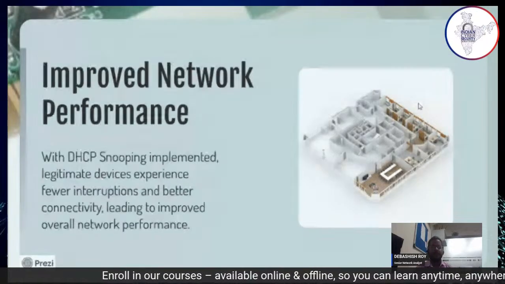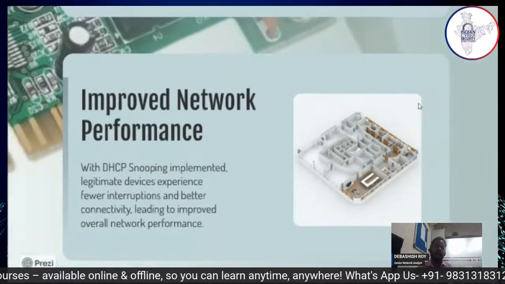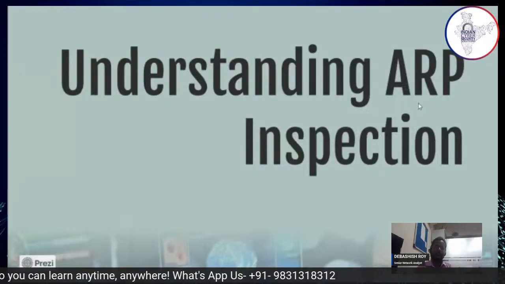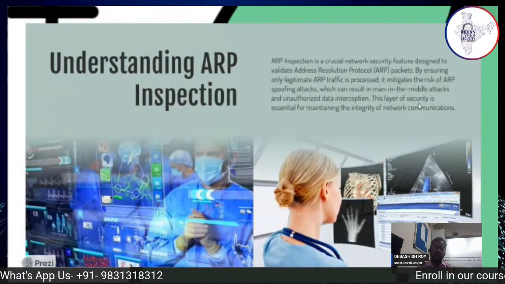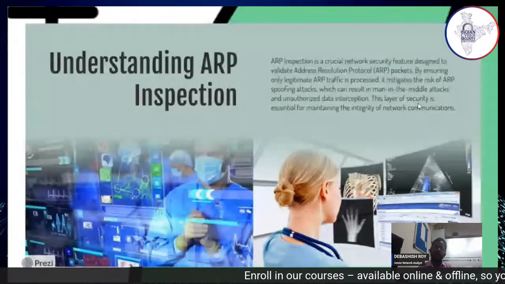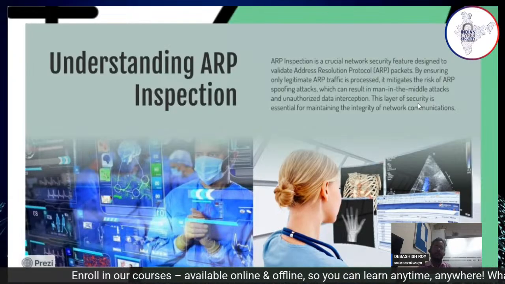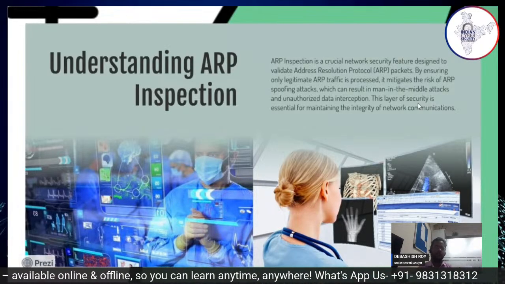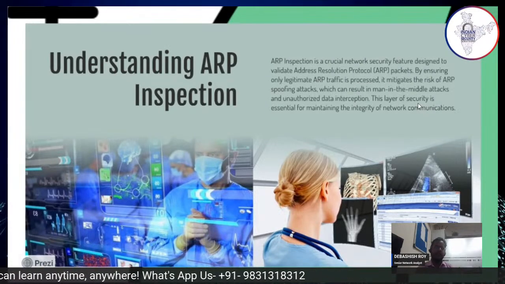Improved network performance: legitimate devices experience fewer interruptions and better connectivity. So that is DHCP snooping, and next is ARP inspection. It is a critical feature in network security, because ARP is an address resolution protocol, as we know, and it detects the destination hardware address or MAC address. The switch maintains a MAC table, or CAM table, content addressable memory, and that is related to ARP inspection.